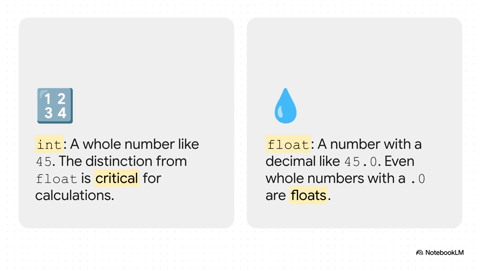Okay, this is a perfect example of a professional distinction. To our eyes, 45 and 45.0 are the same number, right? But to Python, they are worlds apart. One's an int, the other is a float. Getting this wrong can quietly sneak bugs into your calculations, so being super precise here is absolutely critical.